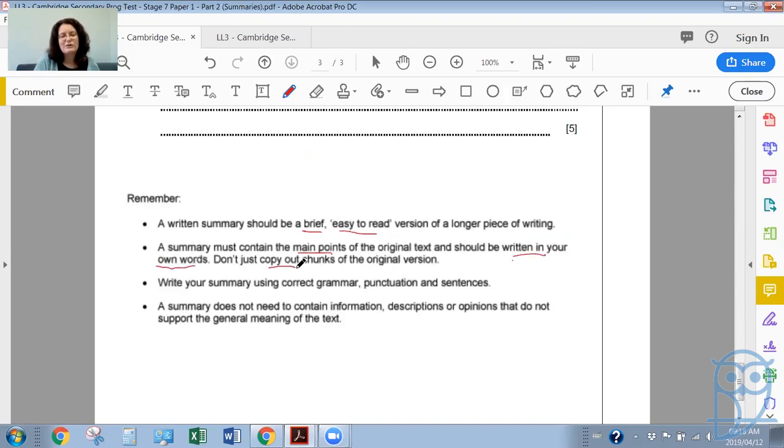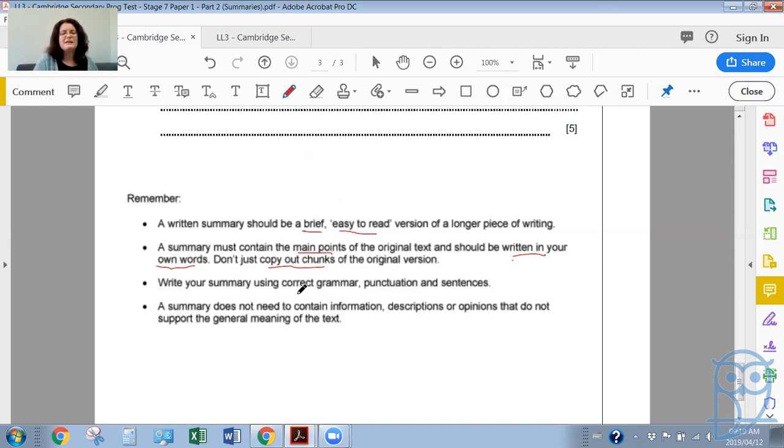Don't just copy out chunks of the original version. So you might have a phrase or two that is similar simply because of technical issues like I've touched on before. Certain phrasings, certain ideas can't really be reworked or changed, but they must come in your own sentences and they must be formatted in your own way so that it is yours. Okay, so your marker does not want to see an entire sentence taken out from the extract and which appears in your summary. You won't get marks for that.